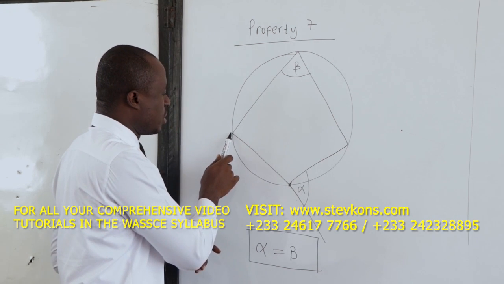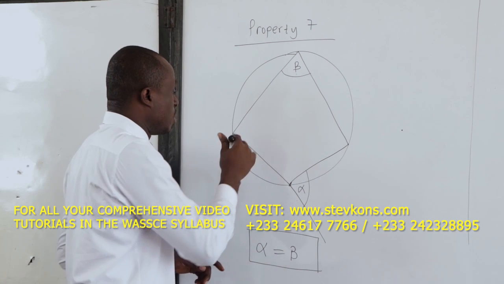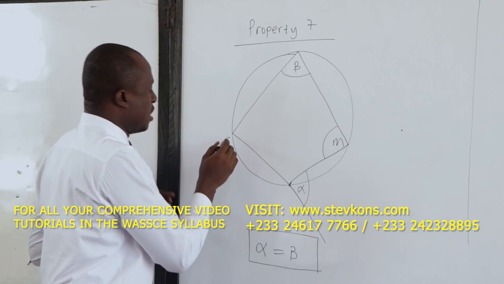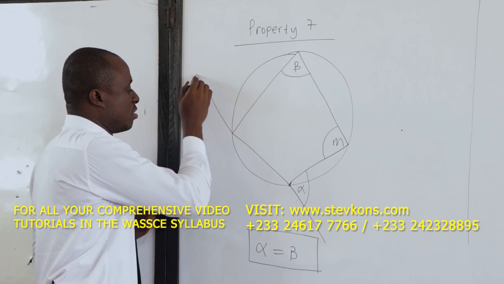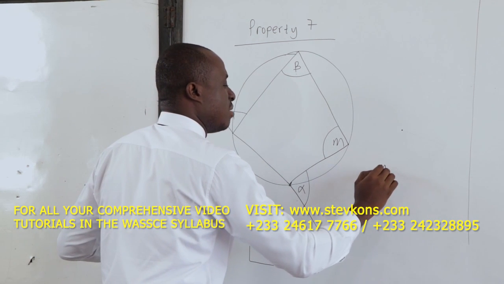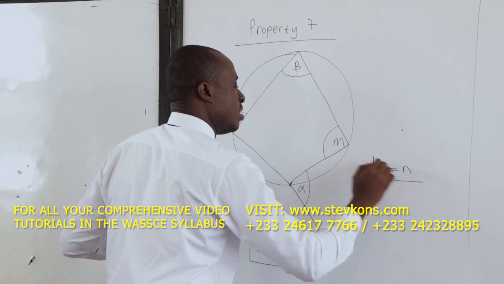We can also have a relationship with this, and it's because it is opposite. So let's suppose that this side is M. Now let's suppose we have an exterior angle over here that is N. What are we saying? We are saying M is equal to N.